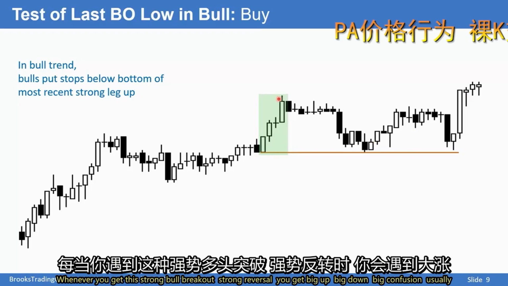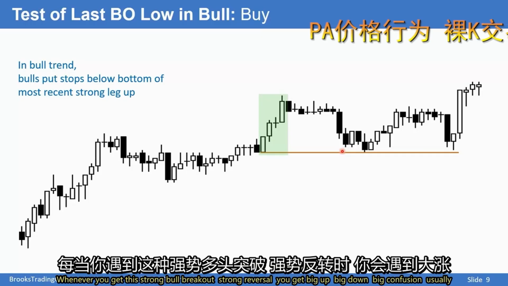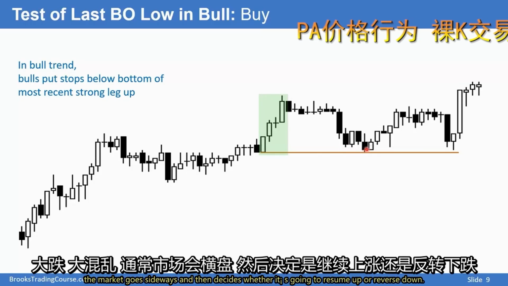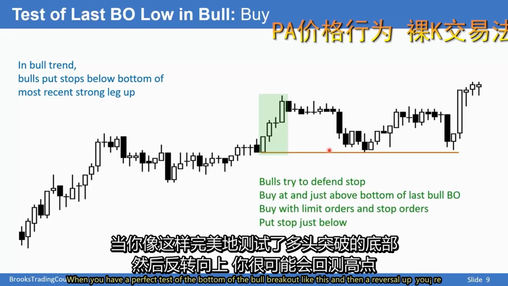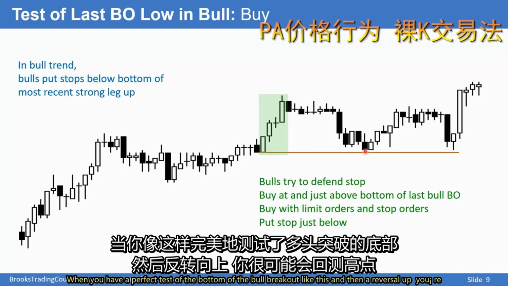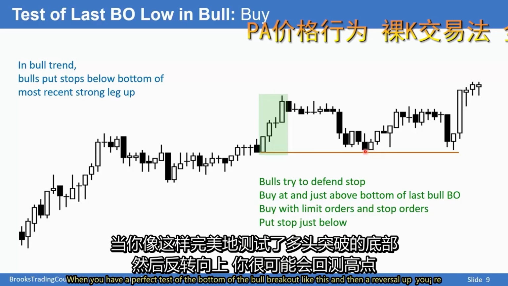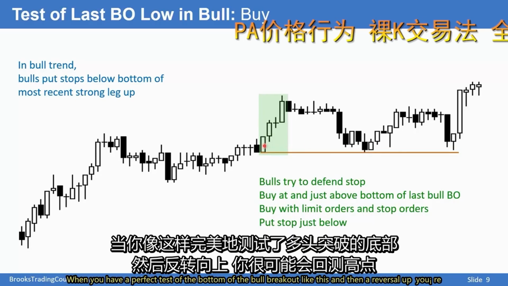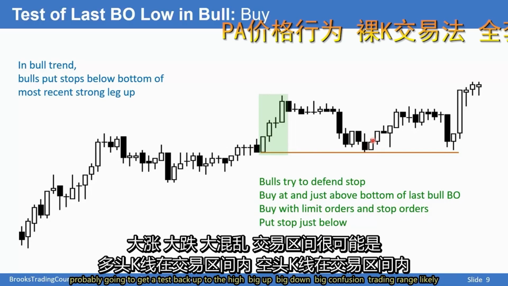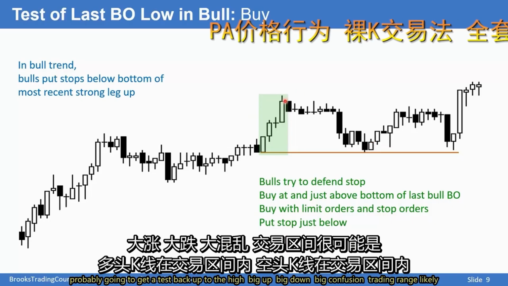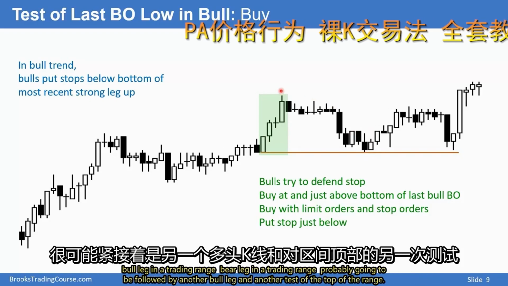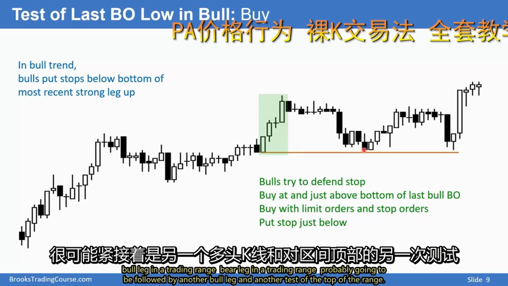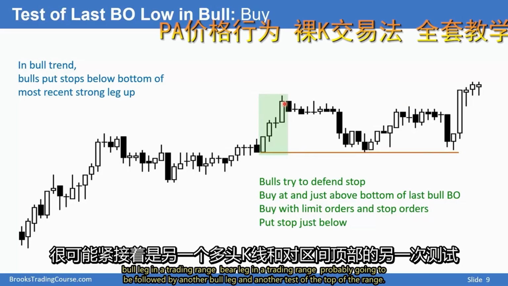Whenever you get this strong bull breakout, strong reversal, you get big up, big down, big confusion. Usually the market goes sideways and then decides whether it's going to resume up or reverse down. When you have a perfect test of the bottom of the bull breakout like this, and then a reversal up, you're probably going to get a test back up to the high. Big up, big down, big confusion, trading range likely. Bull leg in a trading range, bear leg in a trading range, probably going to be followed by another bull leg and another test of the top of the range.